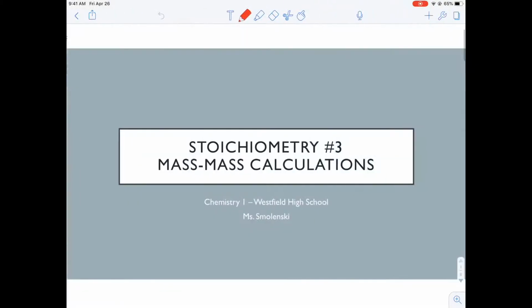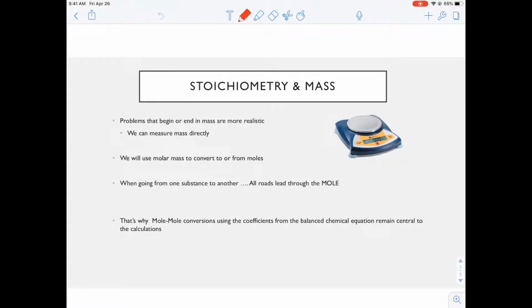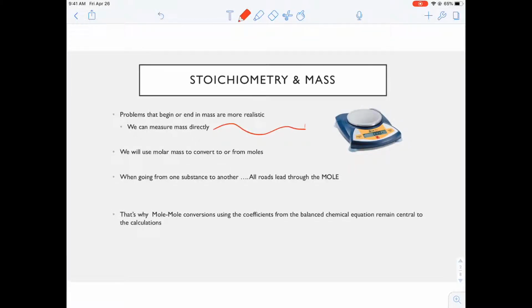All right, so let's get started. For stoichiometry related to mass, this is when we are starting or ending or both in mass. They're more realistic because we can measure mass in the lab very directly, right? We can stick some sort of substance on a balance and figure out the mass. It's much harder to figure out moles. You can't weigh moles, right? But what we're going to do is use molar mass to convert to or from moles.